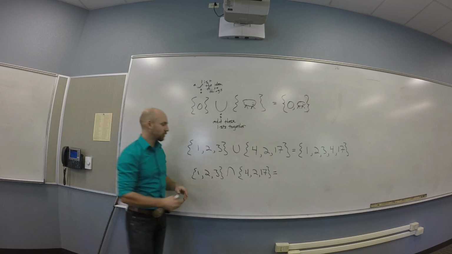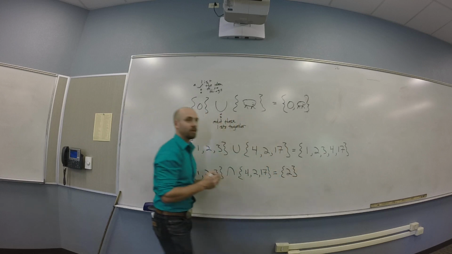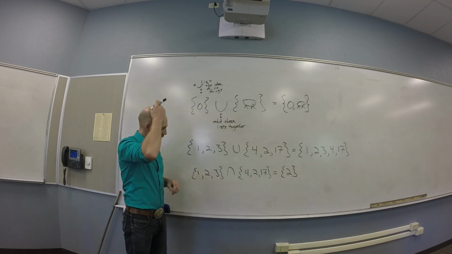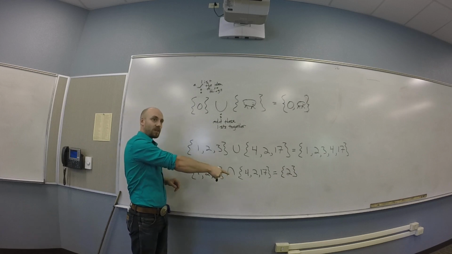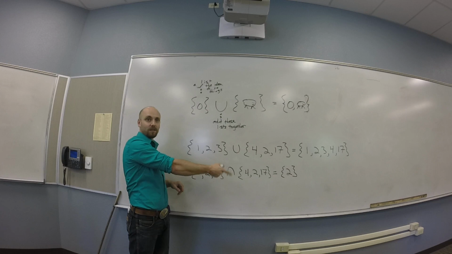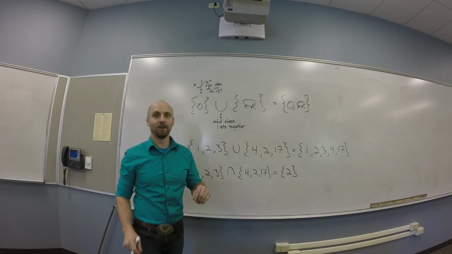Yeah. So this would just be a list, right? And that list should only contain 2, because why doesn't it contain 1? Because 1 doesn't exist in the second list. Why doesn't it contain 17? Because 17's not in the first list. You guys kind of cool with that? Okay. Neat.